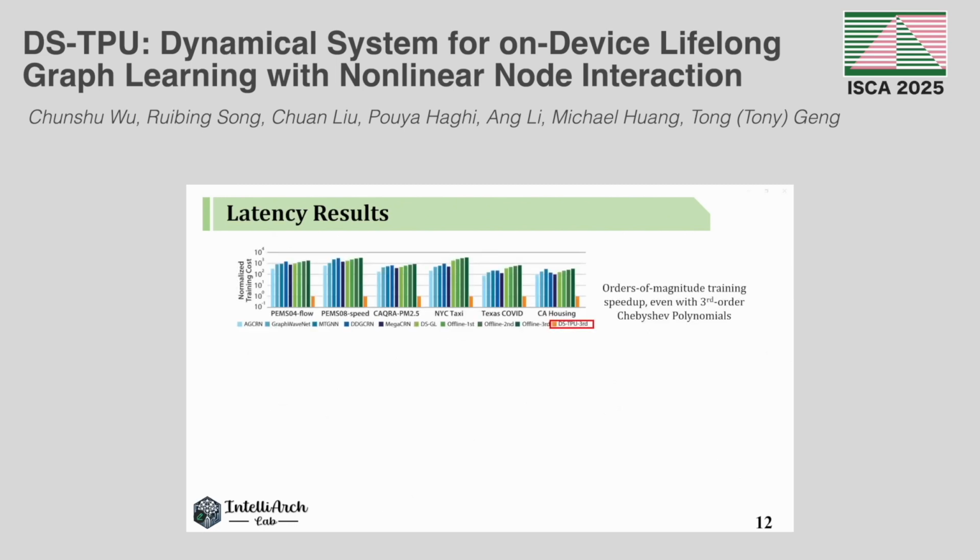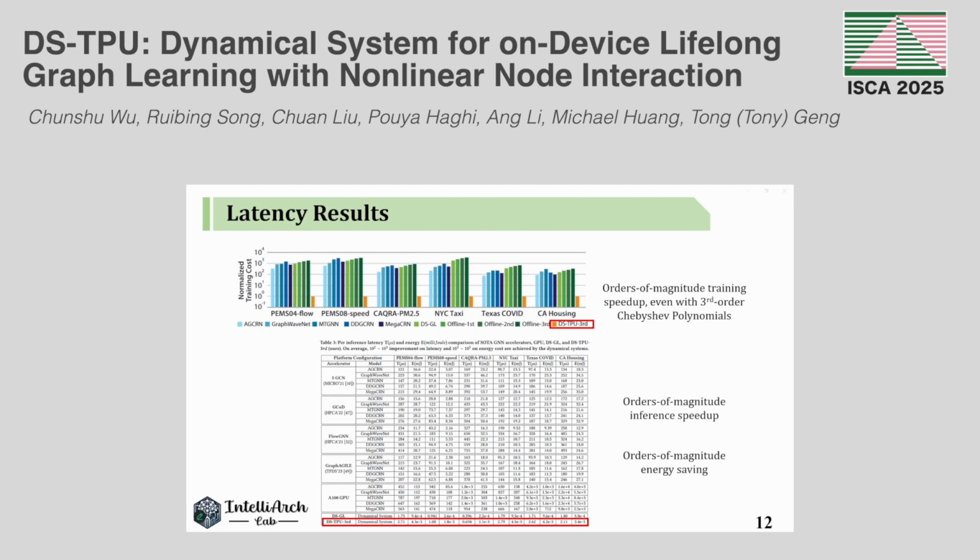In terms of latency, we observed that despite using the third-order Chebyshev polynomials, the training speedup is more than 2 orders of magnitude compared to state-of-the-art GNNs and offline training on an A100 GPU. For fair comparison with the state-of-the-art GNN accelerators, their utilizations are assumed to be 100%. Yet we still achieve more than 2 orders of magnitude speedup in inference and over 3 orders of magnitude in energy saving.